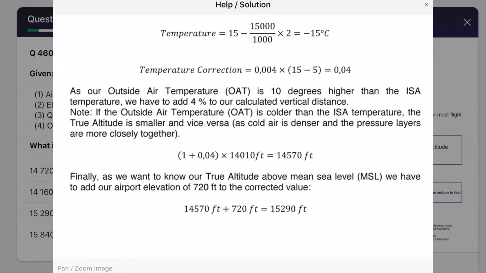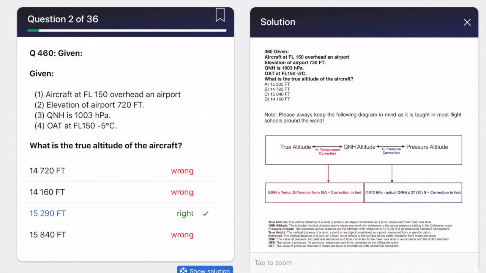Then finally, as we want to know our true altitude above mean sea level, we have to add our airport elevation of 720 feet to all these corrected values, and this gives us 14,570 feet plus 720 feet equals 15,290 feet. So this is the final result, and let's see if this is correct. Yes. Yeah, that's basically it from my side.